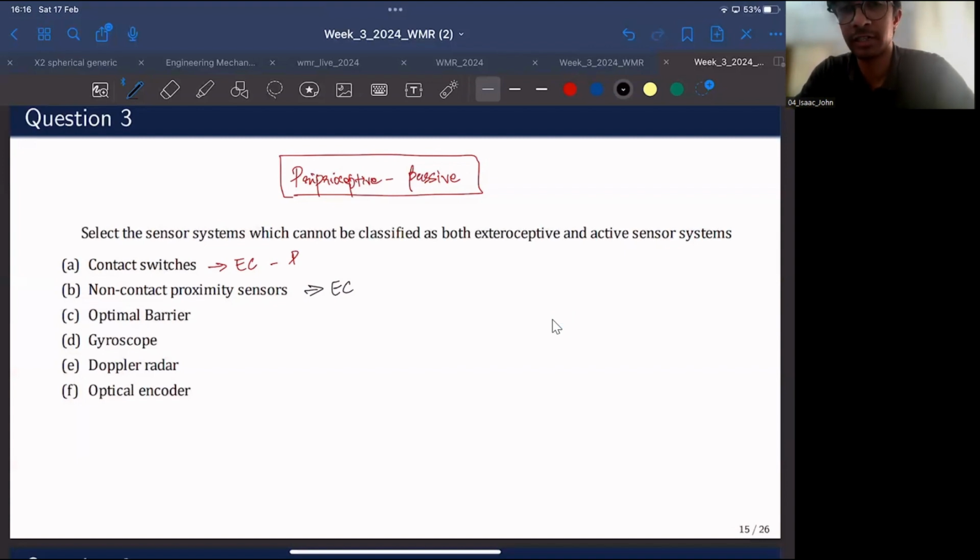For example, these ultrasonic sensors will first have to emit a sound wave, and based on the time for the sound wave to travel from its transmitter and be reflected back onto the receiver, it can measure the distance between the sensor itself and the obstacle or external body whose distance it is trying to measure. So in that regard, non-contact proximity sensors are also exteroceptive, and they are active.